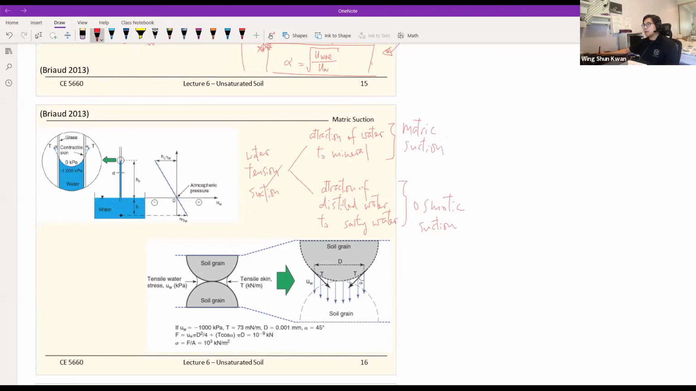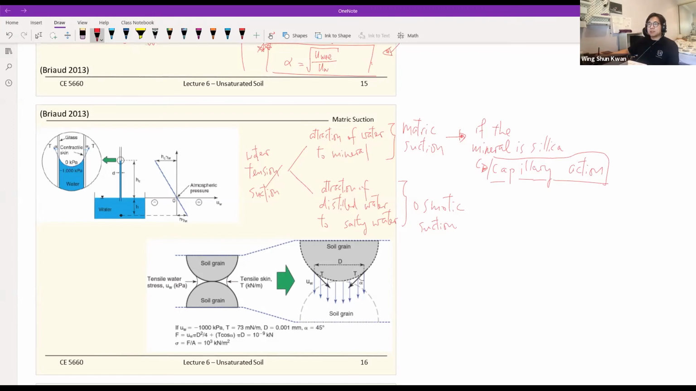And out of this matrix suction, because it's about the attractions between the water molecules and the soil minerals, if the soil mineral is silica, then we call this matrix suction the capillary action.